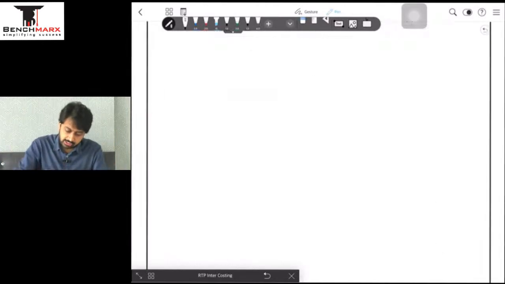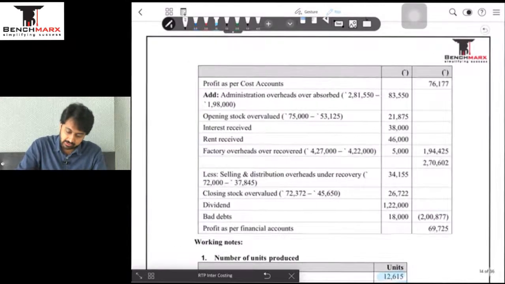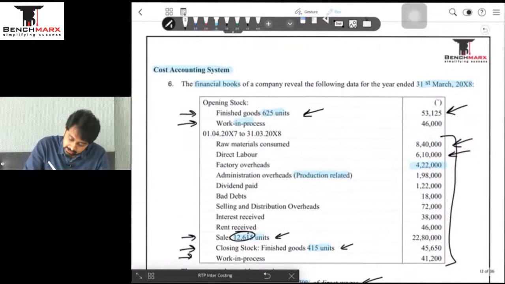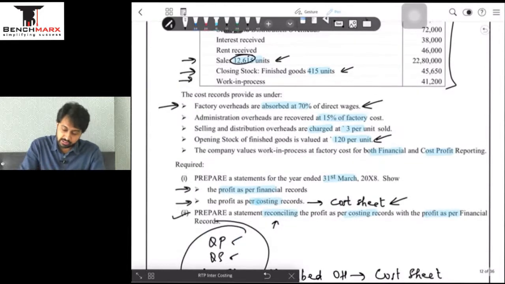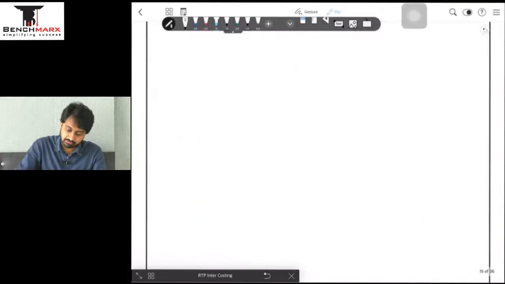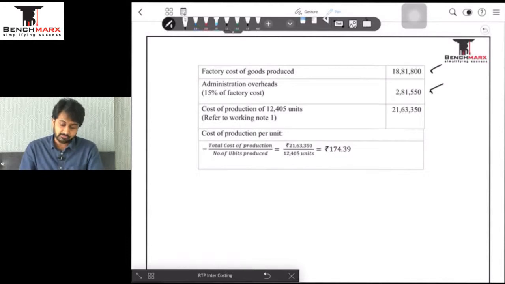Then we get the factory cost. After factory cost, I add my admin costs which are production based. The question has given directly that the admin overheads are production based, this one. Because of this we will add them. Absorption rate of admin is 15% of factory cost. So once I get my factory cost, I will apply 15% on 18,81,800, and I should get this number.